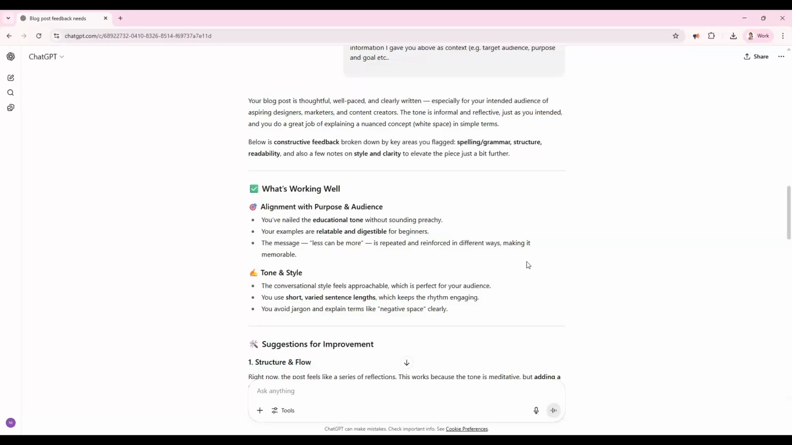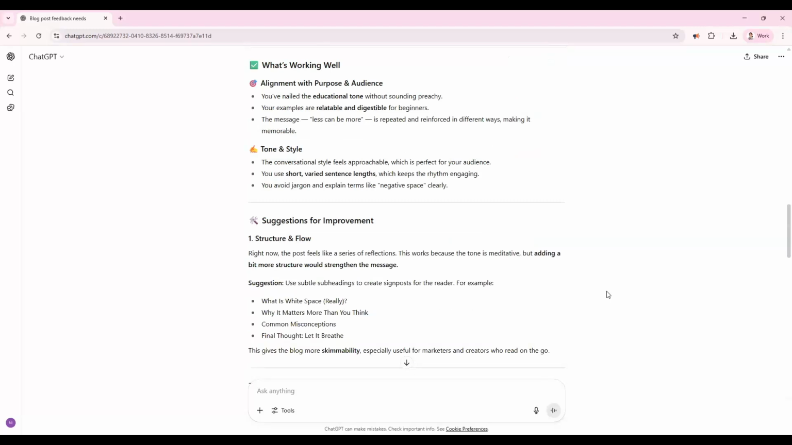So that's great. Then when it comes to the conversational style, the feedback here is that it is perfect for our audience. The short and varied sentence lengths give the blog a little bit of rhythm. And we avoid using jargon and explain terms like negative space quite clearly. So that's really good. So that's all that's working well.